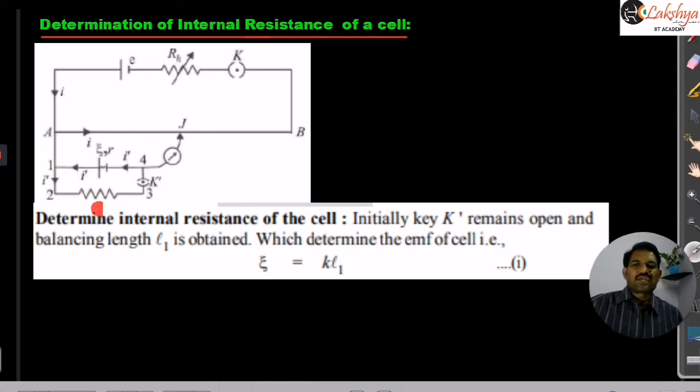After closing this, our procedure is the same. We press the jockey at different points until we get zero deflection. Suppose at some length L2 we get the zero deflection. So at L2 there is no current flowing through the galvanometer. Observe this carefully: there is no current flowing through the galvanometer, but still there is some current flowing in this circuit, which I mention here as I dash. That I dash will flow only through this 1, 2, 3, 4, because it is a closed loop.